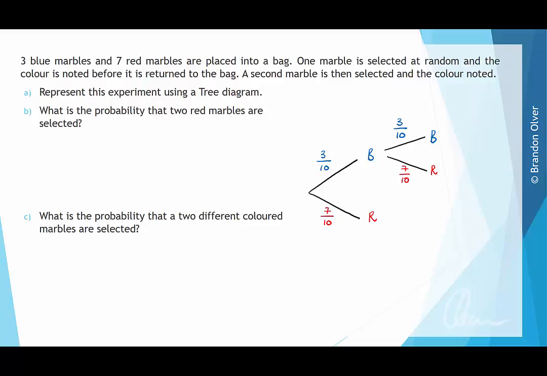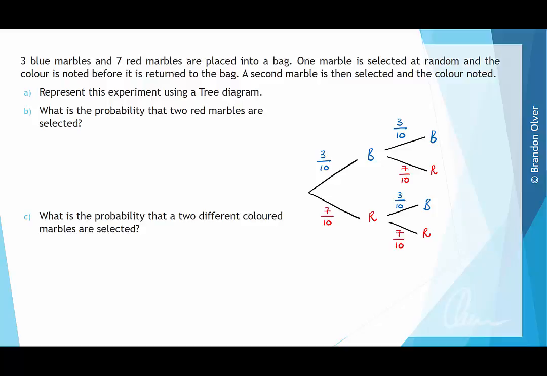To complete the other half of the tree, if you got a red marble first, you could follow that with a blue, and as all marbles are still there, that would have a 3 out of 10 chance. Or finally, after a red, you could select another red, which would have a probability of 7 over 10. So there we have our tree diagram, which represents the sample space.